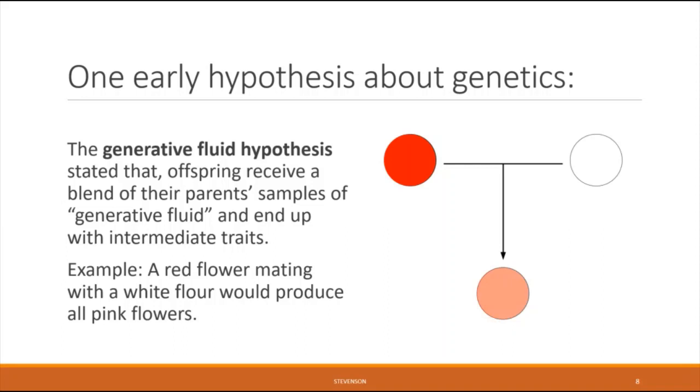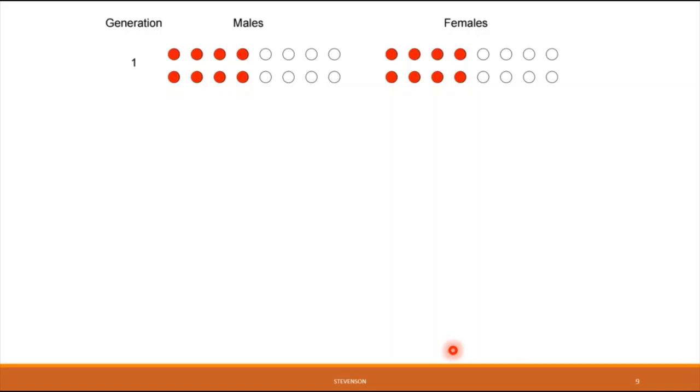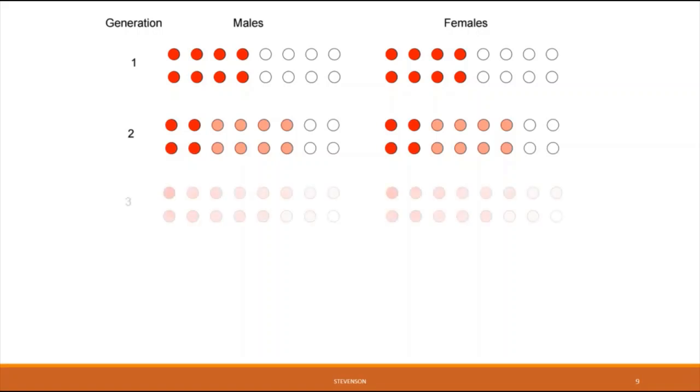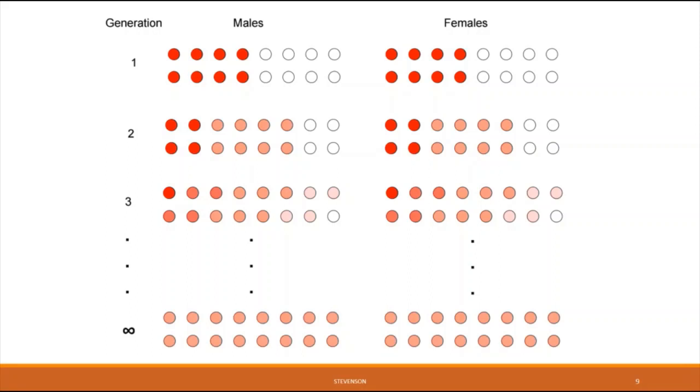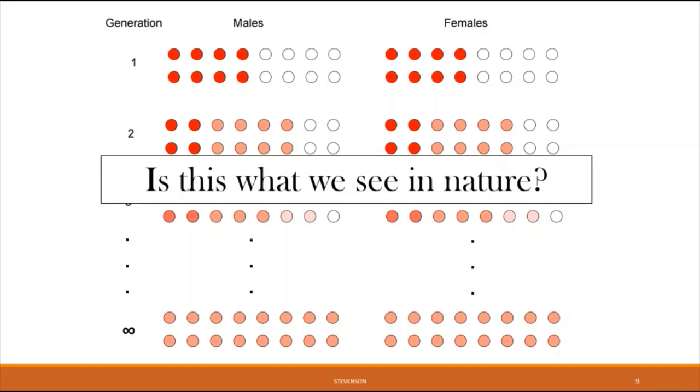Now, this sounds okay, until you realize that if this were to be really the case for how inheritance worked, and you had multiple different external appearances of organisms, as they interbred with each other, everything would just sort of blend together over the generations until eventually everything would look exactly the same. And this, of course, is not what we see in nature, and so it was known that the generative fluid hypothesis couldn't be entirely true.